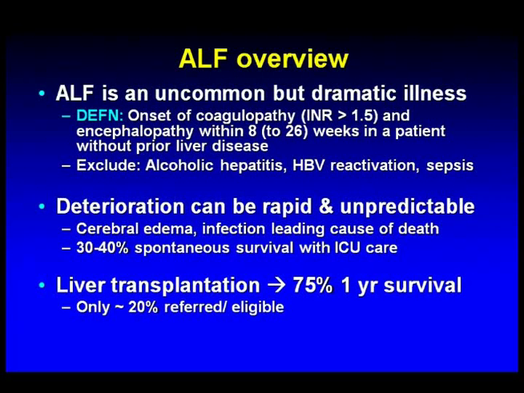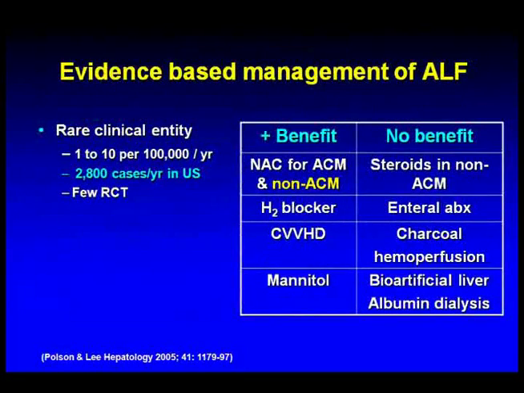These patients can very rapidly deteriorate. They're frequently healthy prior to this, so there's a lot at stake. Cerebral edema and infection can lead to death fairly quickly, and with general supportive ICU care, rates of survival are somewhere between 30 to 40%. However, we do have transplantation. There are over 120 centers throughout the United States that offer this.